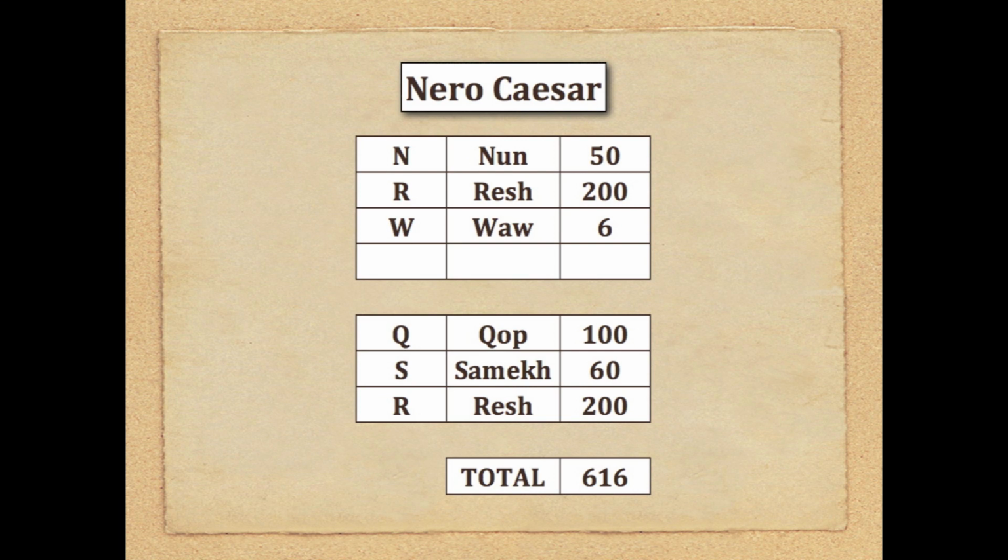His name is also spelled in other ways. In one of them, the name Nero was spelled without the second Nun. It was just Nun Resh Wow. If you leave off the second Nun, the total for the name drops to 616. Significantly, there is an early manuscript tradition in which the number of the beast is given as 616, suggesting some of the early copyists were quite aware of the identification of Nero with the beast.